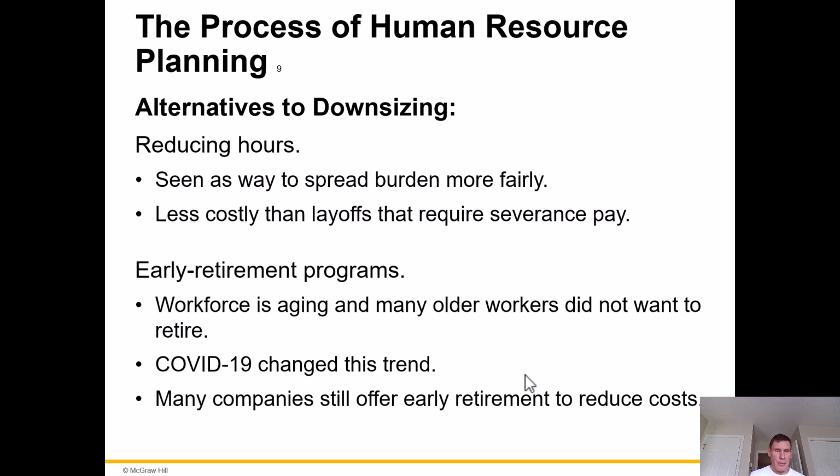They may look at early retirement programs. Of course, the workforce is aging, and many older workers don't want to retire, or perhaps they can't afford to. We've also seen COVID-19, that pandemic, which started in 2020, kind of change that trend. Despite that, many companies will still offer early retirement to try to induce more senior, longer-term people, typically higher paid people, to retire in order to reduce costs.